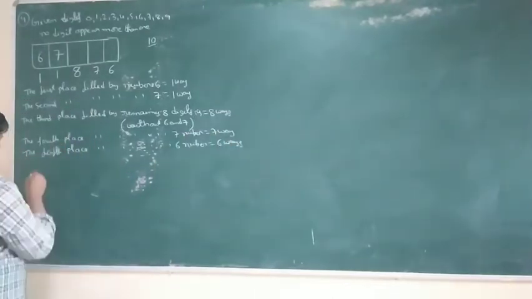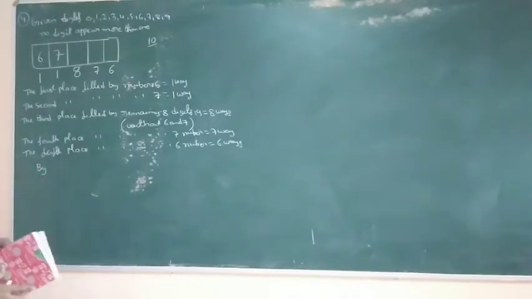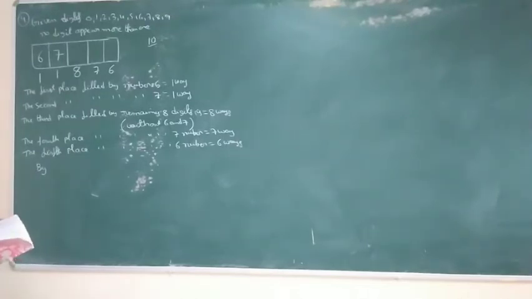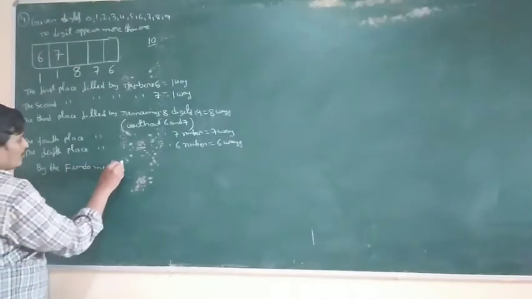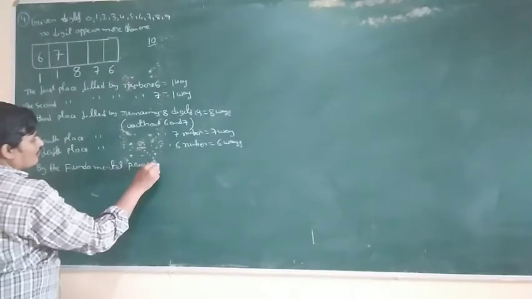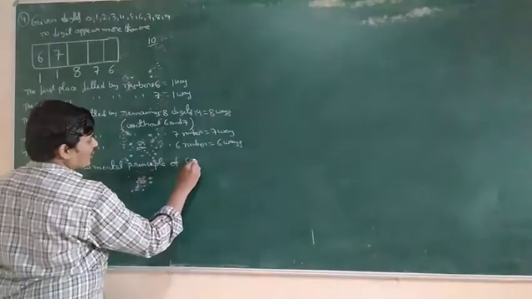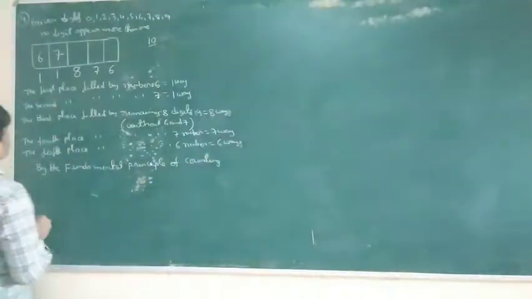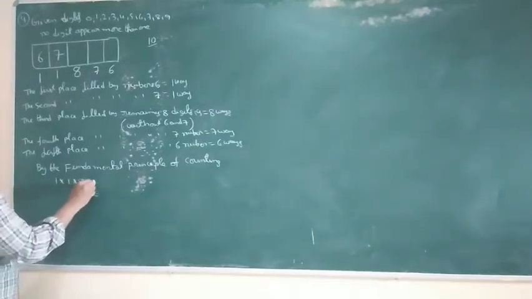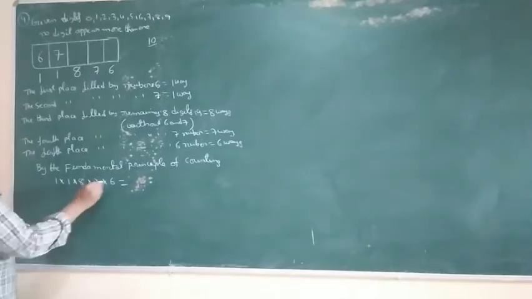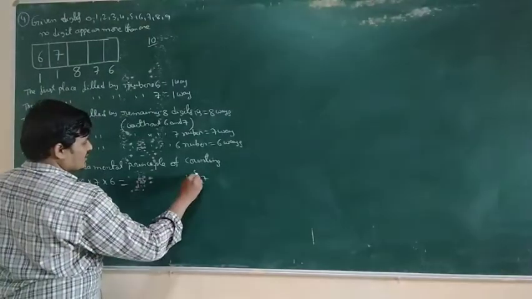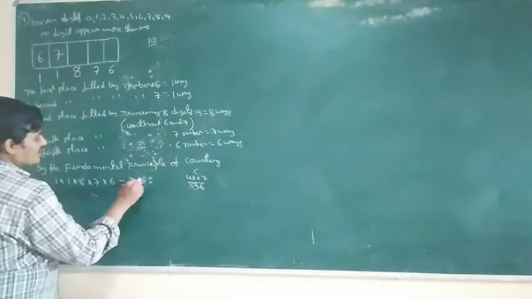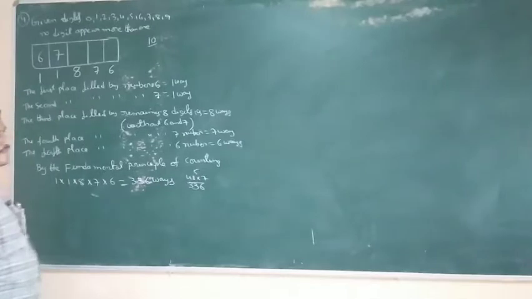So by the fundamental principle of counting, 1 into 1 into 8 into 7 into 6. 8 into 7 is 56, 56 into 6 is 336 ways. 336 ways.